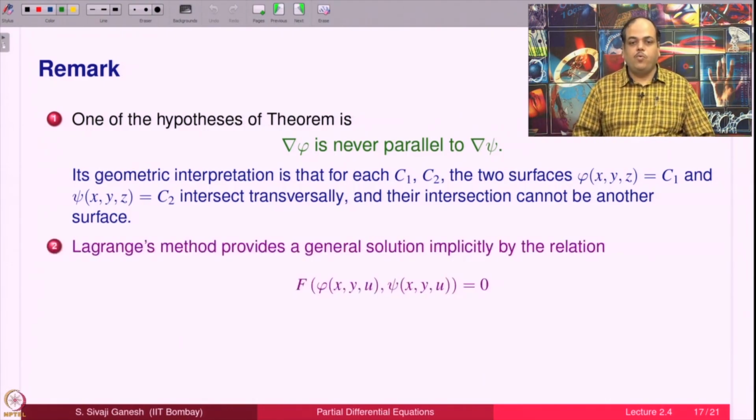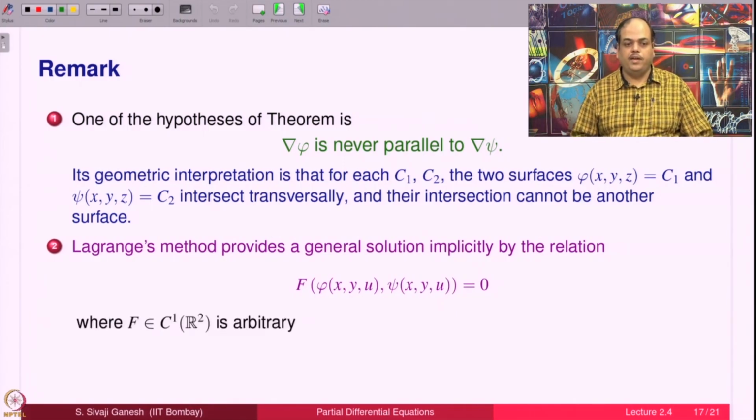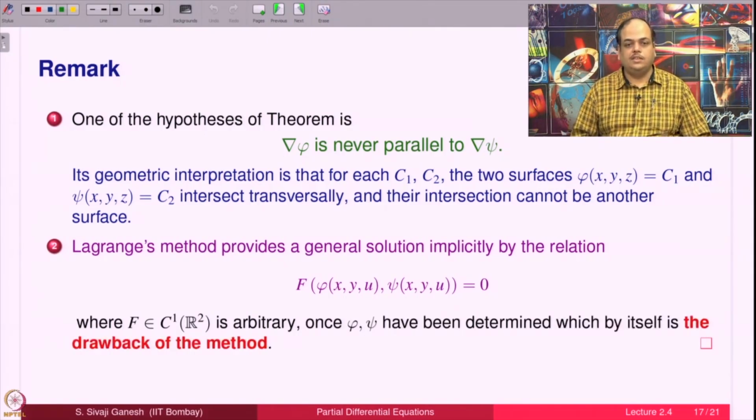So, Lagrange's method provides a general solution implicitly by this relation, because we assume that u can be solved for in terms of x, y. In such a case, we define that to be a general solution, where f is an arbitrary function. We have to just make sure that phi and psi take values in the domain of f. If we have taken f in R2, then we do not have to take even that much care. Once phi and psi have been determined, this is where the catch lies. This itself is the drawback of the method, finding phi and psi.